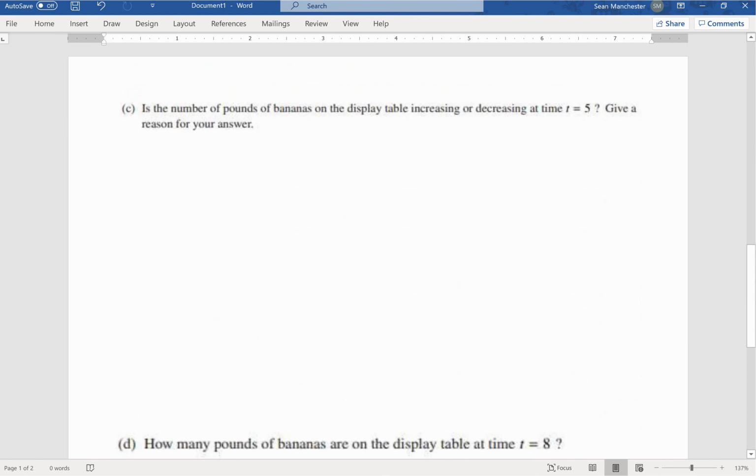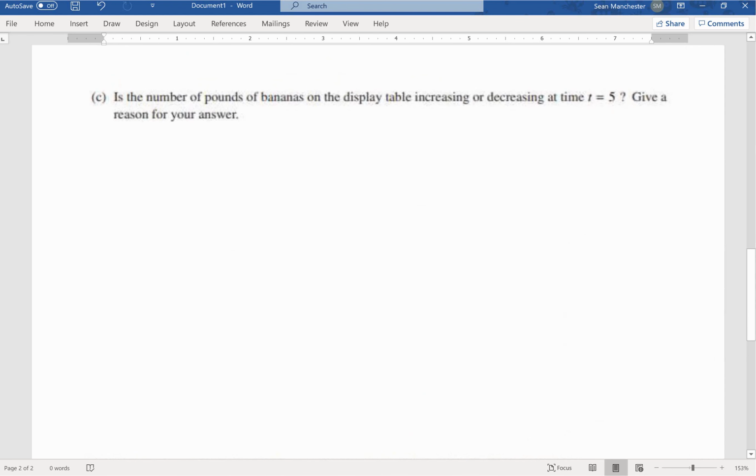In part C, it says, is the number of pounds of bananas on the display table increasing or decreasing? This question is a little bit weird. It's related to calculus, but you're not going to do any actual calculus computation. What we're going to think about is the total number of pounds of bananas on the shelf goes up if we are adding more bananas than we're taking off, and it goes down if we're taking more bananas off than we're putting on. In other words, what we really want to figure out is, are we adding more bananas or are we taking off more bananas? And that'll tell us whether the total is going up or down.